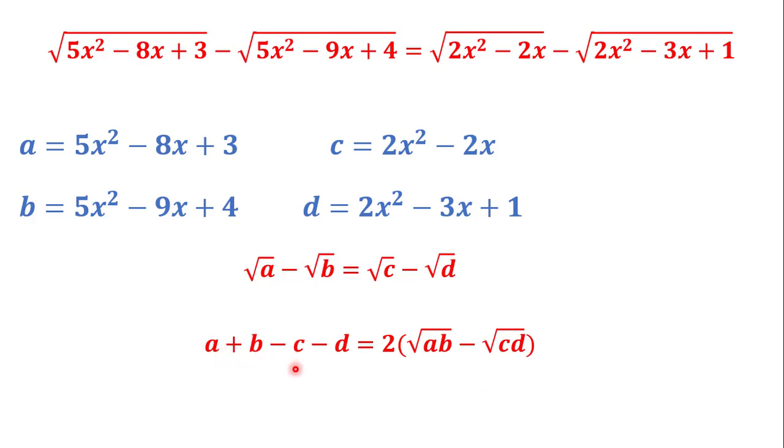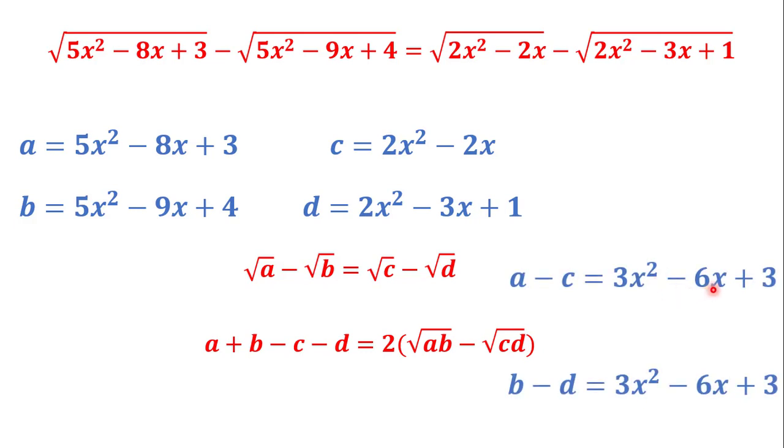We have a minus c. If we subtract c from a, we have 5x squared minus 8x plus 3 minus 2 times x squared plus 2x. We're going to get a minus c becomes 3 times x squared minus 6 times x plus 3. Also, we have b minus d, and if we subtract d from b, we're going to get 3 times x squared minus 3 times x plus 3.